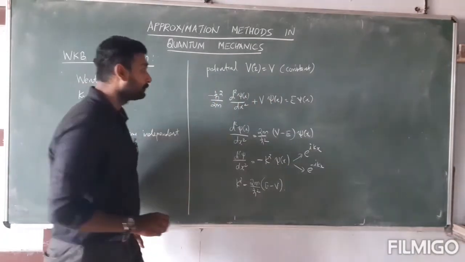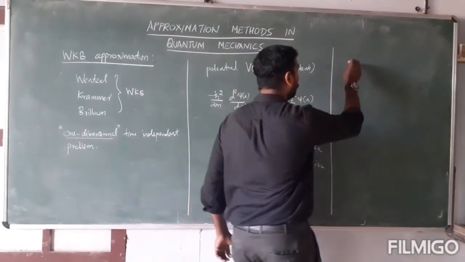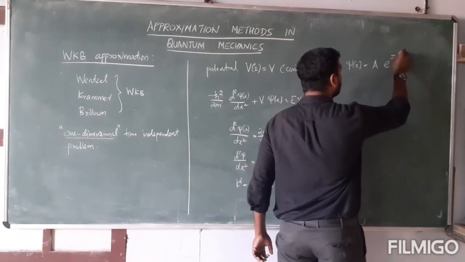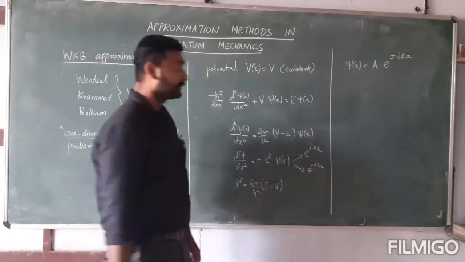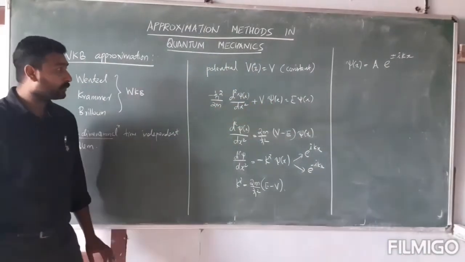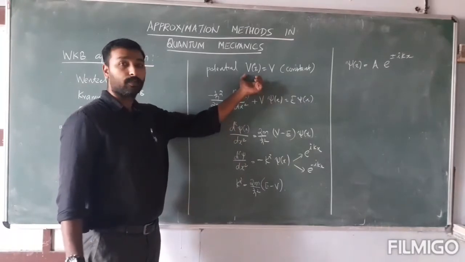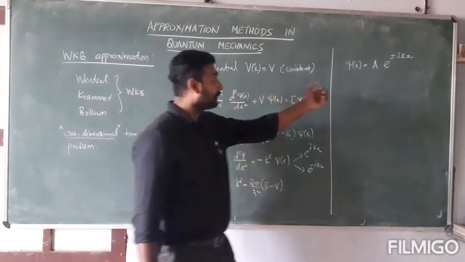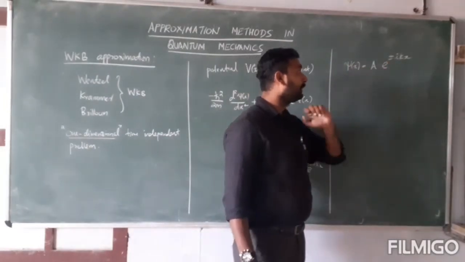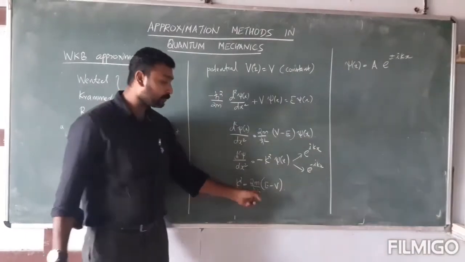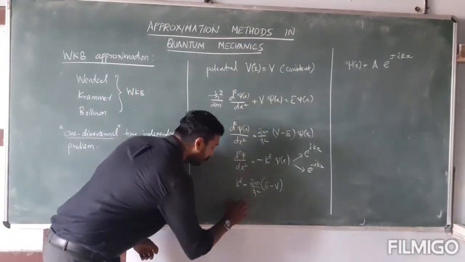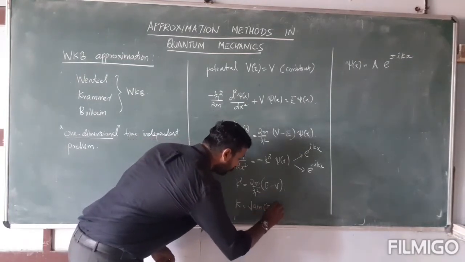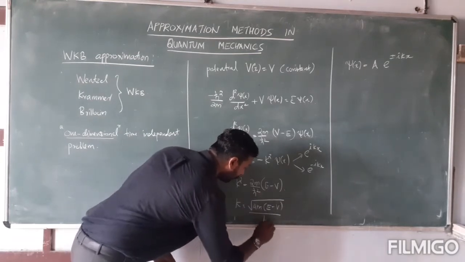So a general solution for the wave function psi of x, I can write some constant A into e raised to plus or minus ikx. This is the actual solution for a one-dimensional problem with a constant potential. Now what is k here? k square is 2m by h bar square (E minus V), and k will be equal to the square root of 2m into (E minus V) divided by h bar square.